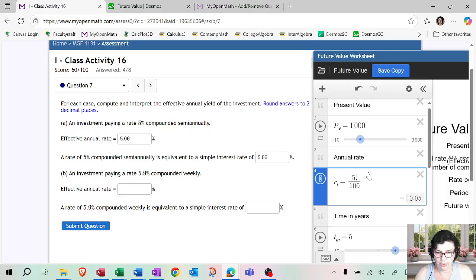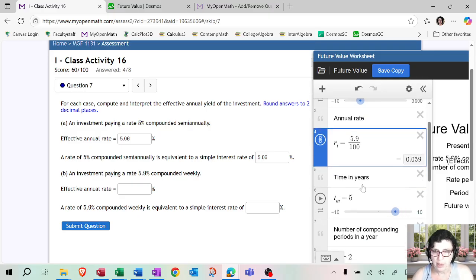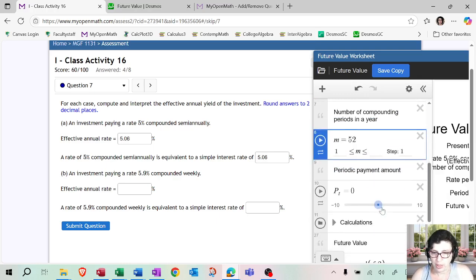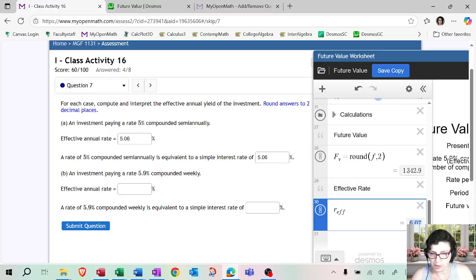Now we're going to use 5.9 for the annual rate. But because it's compounded weekly, that's 52. Okay, and so that will correspond to 6.07%. Which means that this rate, 5.9% compounded weekly, is the same thing as getting 6.07% simple interest. So again, if somebody said, well, how about 6% simple interest?